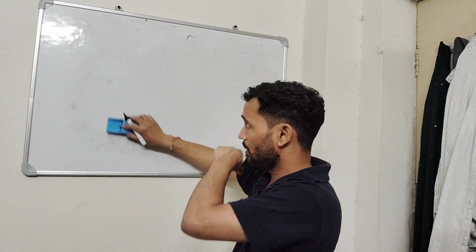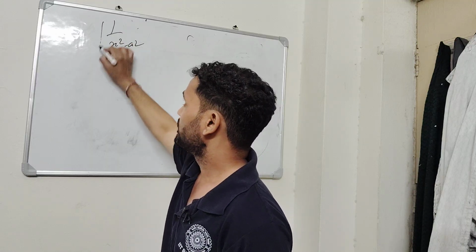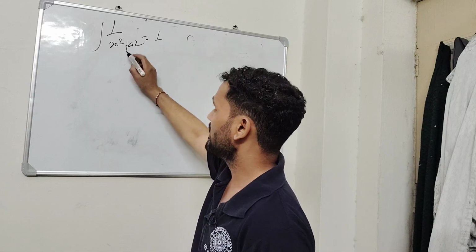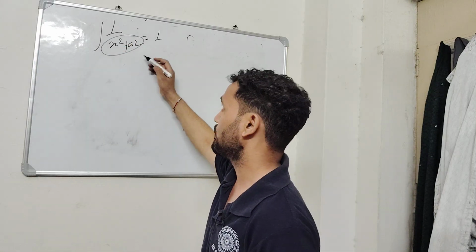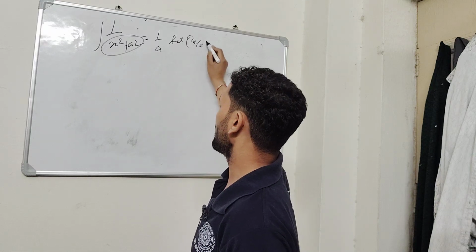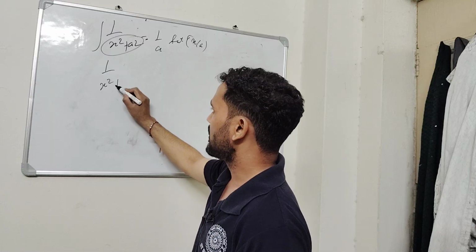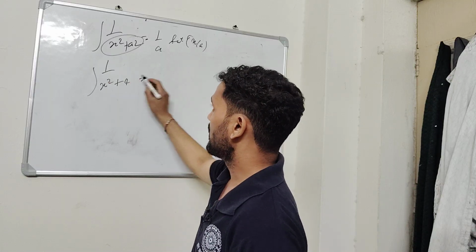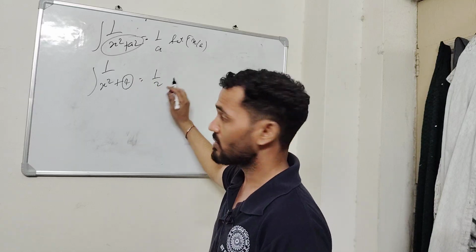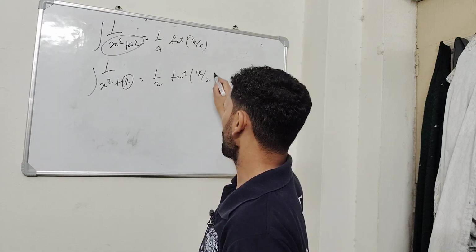If a quadratic is given in the denominator, then what will you do, right? So simply this is the formula of tan inverse: 1 upon a tan inverse of x upon a, right? If it is x square plus 4, then what is the answer? 1 upon 2, because the square root of 4 is 2, and tan inverse of x upon 2, right?